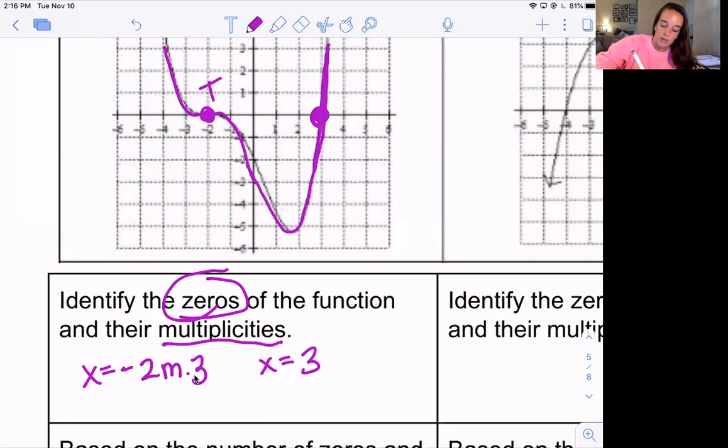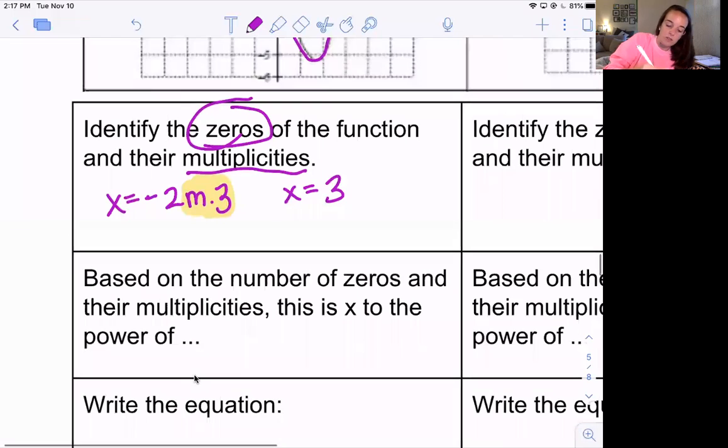So would 3 be a single root, a double root, or a triple root? It would be a single root. Yeah, it'd be a single root because it just goes straight through there. So we could put multiplicity 1, but that's actually assumed. If we just see x equals 3, that means it's assumed to be a single root. It's only important to write the multiplicity if it's not a single root, right? So this would be -2, a triple root, and 3, a single root.